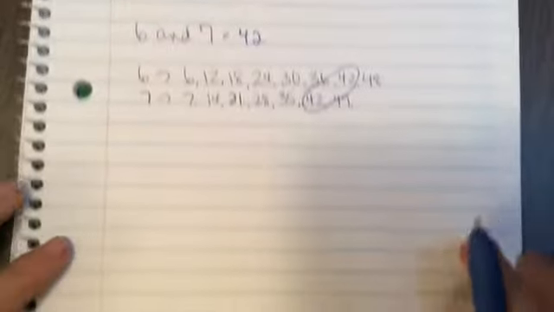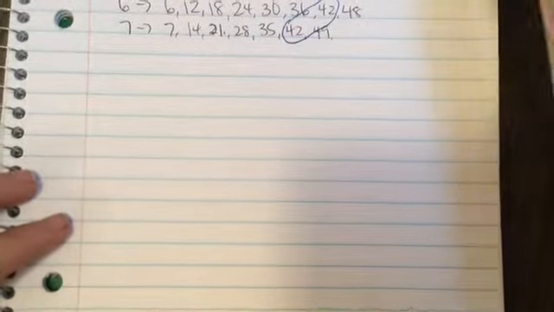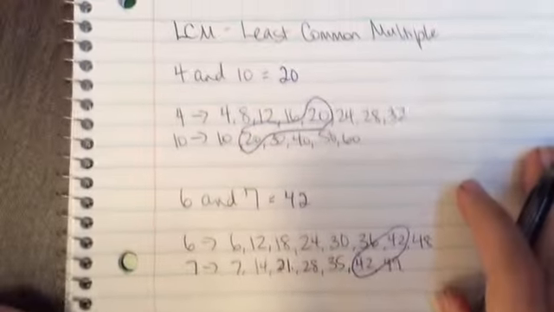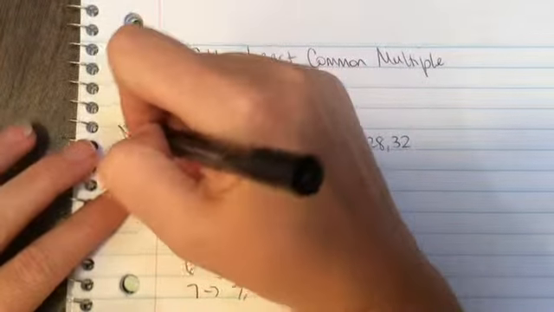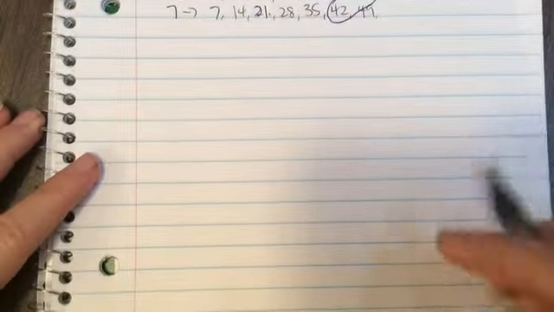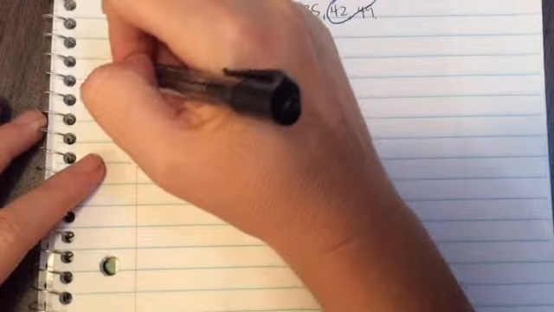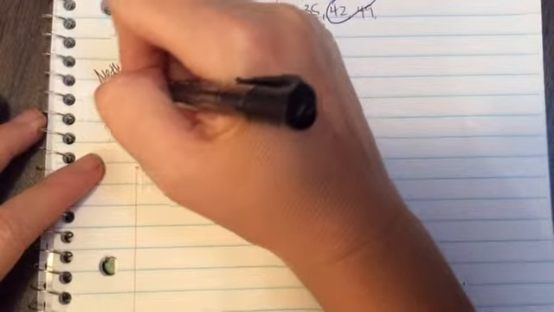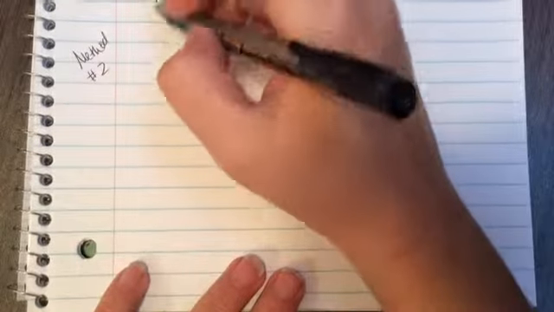There is another way, and the other way uses prime factorization. So let me show you. Let's call this method 1, and we'll say the other method is method 2. All right. Let's go ahead and do 4 and 10 again. We already know what the answer is. It's going to be 20.